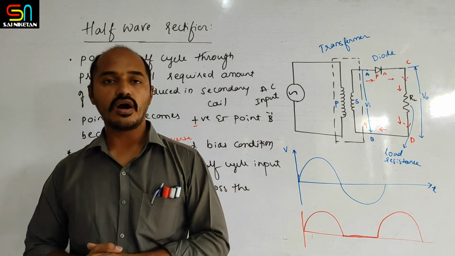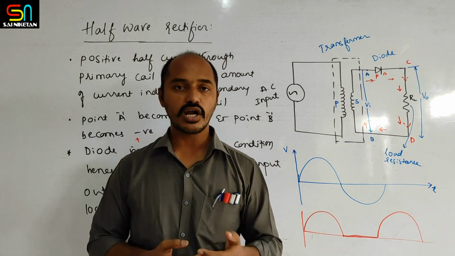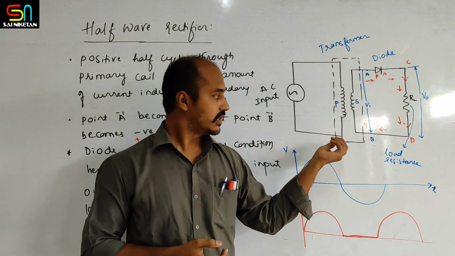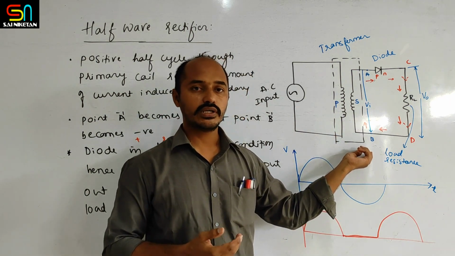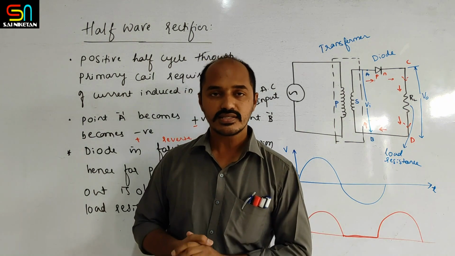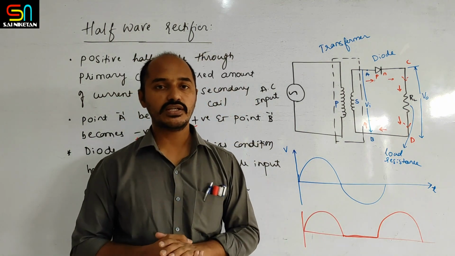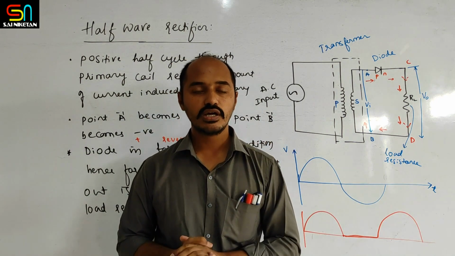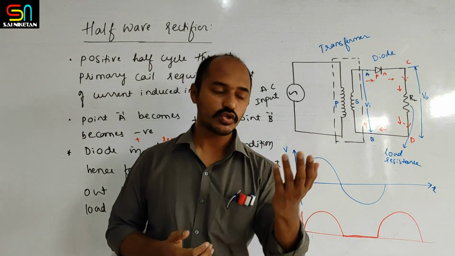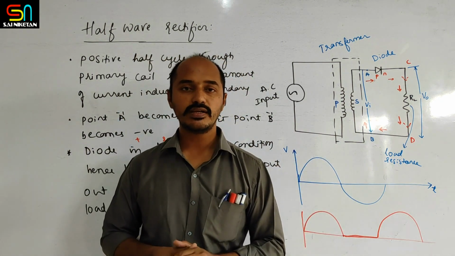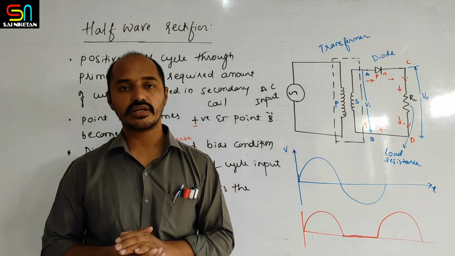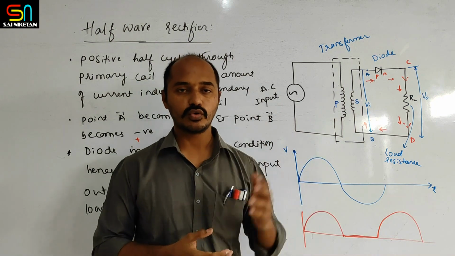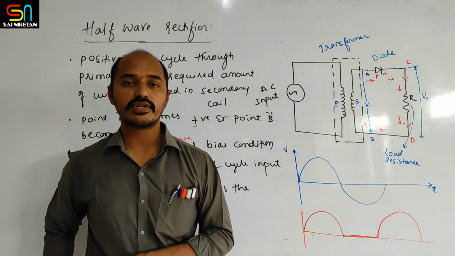Next, for the negative half cycle, when the negative half cycle starts flowing through the primary coil of the transformer, the required amount of current will be induced in the secondary coil such that point A becomes negative and point B becomes positive. Under this condition, the diode is in the reverse bias condition. There will be no current flowing through it. That can be shown by the figure. And the conclusion you have to write: during the positive half cycle we are getting the output, and during the negative half cycle we are not getting any output voltage. So this is regarding the half wave rectifier.